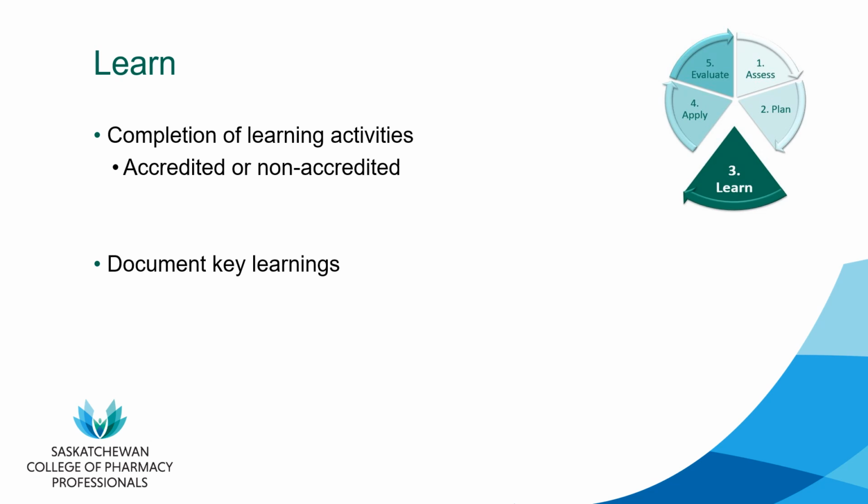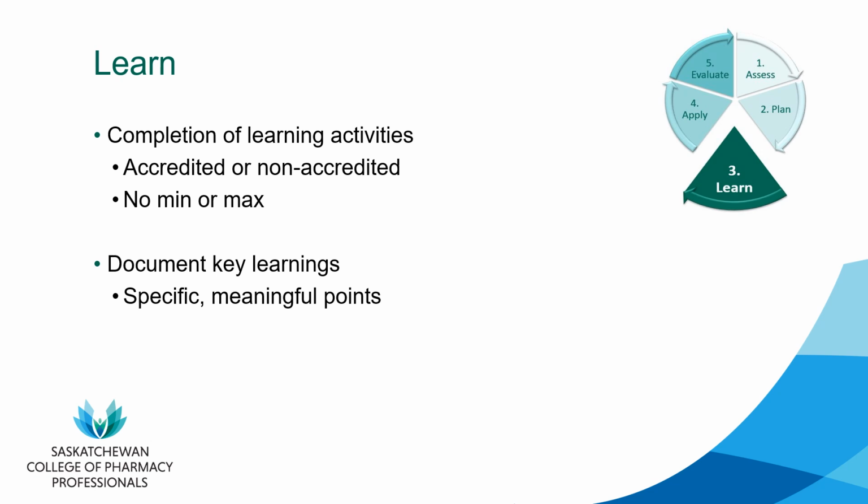Learning completed to help you achieve your goal can be accredited or non-accredited. A CPD cycle has no required minimum or maximum number of learning credits, and there is no limitation on the number of accredited or non-accredited activities that can be documented within this step.